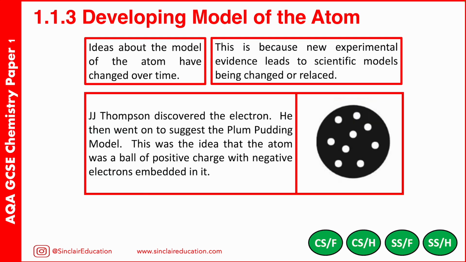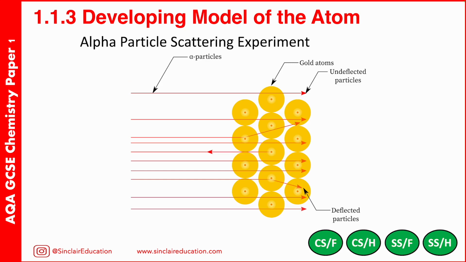J.J. Thomson then modified this model when the electron was discovered. So what he did was go on to propose the plum pudding model. In this model, it's the idea that we've got a ball of positive charge with negative electrons randomly embedded within it. So the model changed due to the discovery of the electron. Next came the alpha particle scattering experiment, which started to prove the existence of protons.